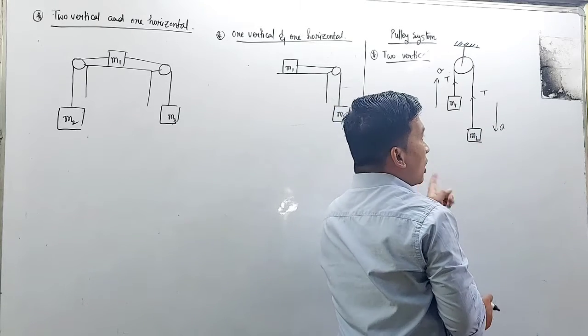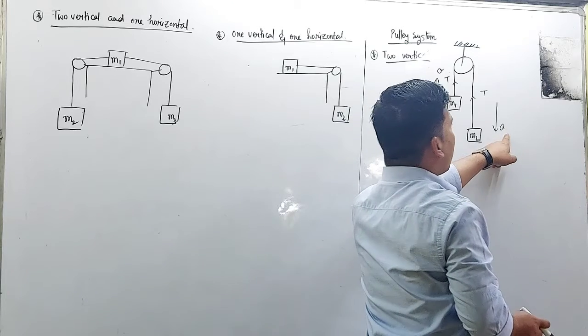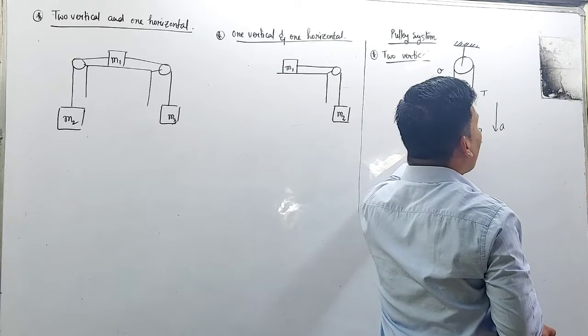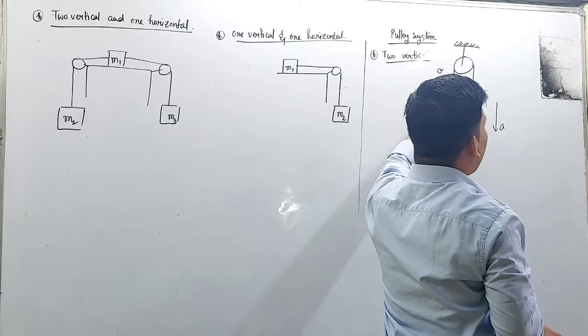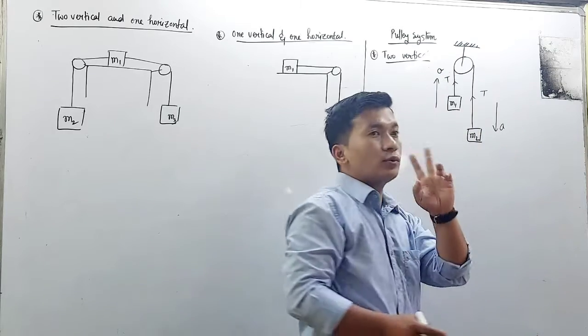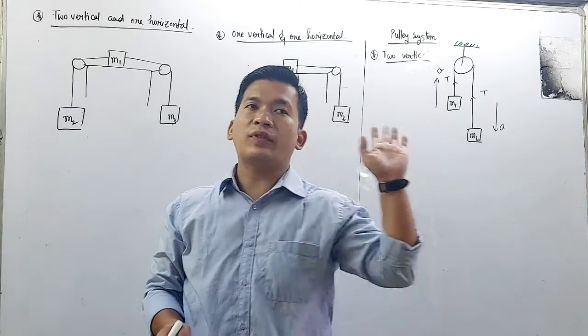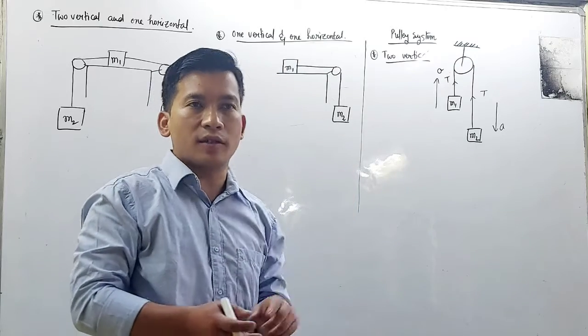Very simple. So we have to find out the common acceleration for both M1 and M2, and the tension T. These are the two main things that we have to find out for this specific pulley system.